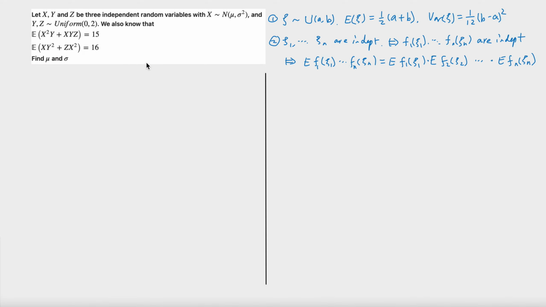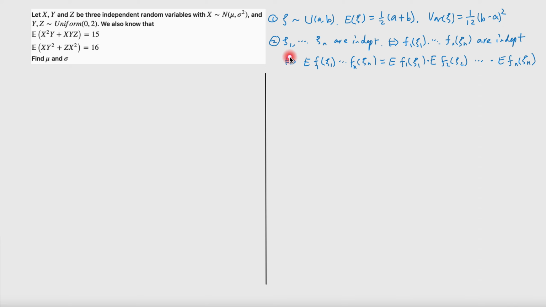Before we solve the problem, let's review a few facts we need. The first one: if a random variable is uniformly distributed from A to B, then the expected value is the average of A and B. The variance is 1 over 12 times (B minus A) squared.